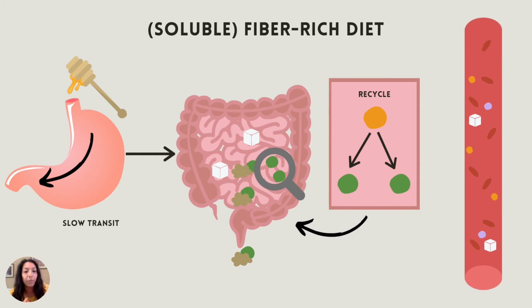So in someone that eats a fiber-rich diet, specifically soluble fiber, they're going to have a slower transit time, meaning the food is moving through your digestive system slower. That way, glucose is being absorbed slower into the bloodstream, which helps prevent spikes in blood sugar. And instead of making cholesterol, we are recycling the cholesterol we already have in our body and making bile acids from them. And those bile acids are used to aid digestion and absorption.